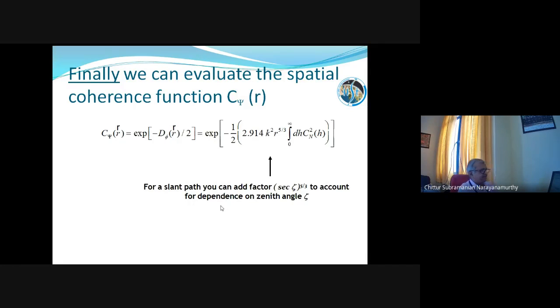And for a slant path, as opposed to a horizontal path, you can have secant to the 5/3 of eta to account for dependence on the zenith angle eta. So this is the summary of how to find the spatial coherence function using the phase structure function D phi, from the refractive index fluctuation and the phase of the light beam passing through atmospheric turbulence. And these can be measured.